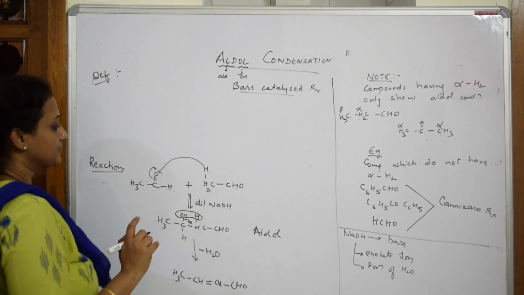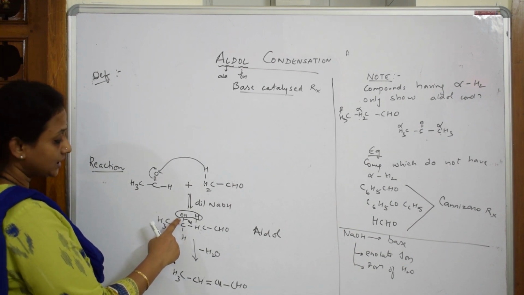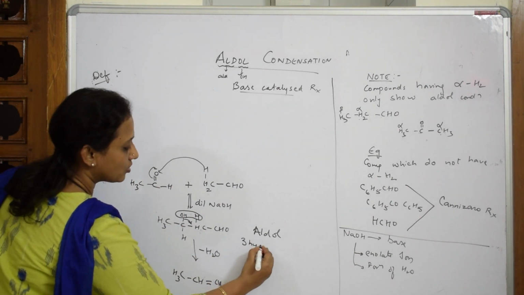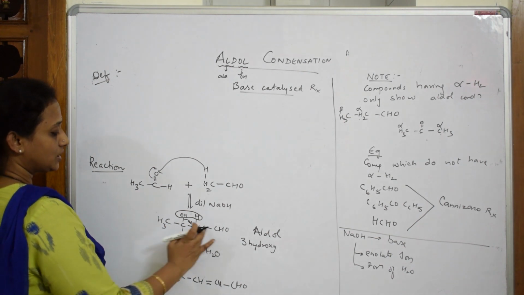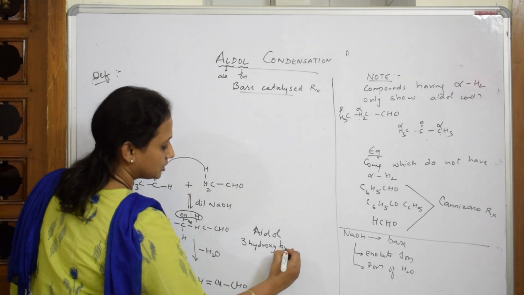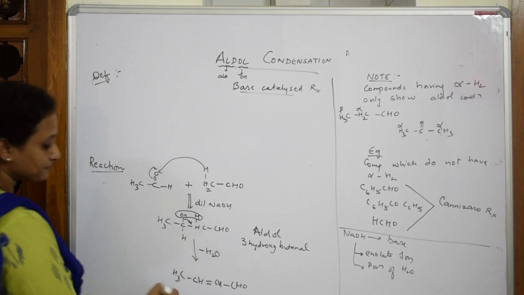So let us name this. What is this compound? This is hydroxyl group, right? So which position? 1 2 3. So this is 3 hydroxy. Okay, parent chain 1 2, 1 2 3 4. Butanol. Simple.